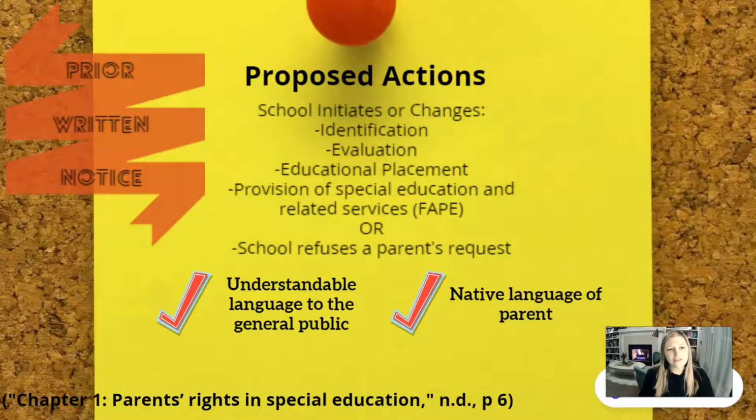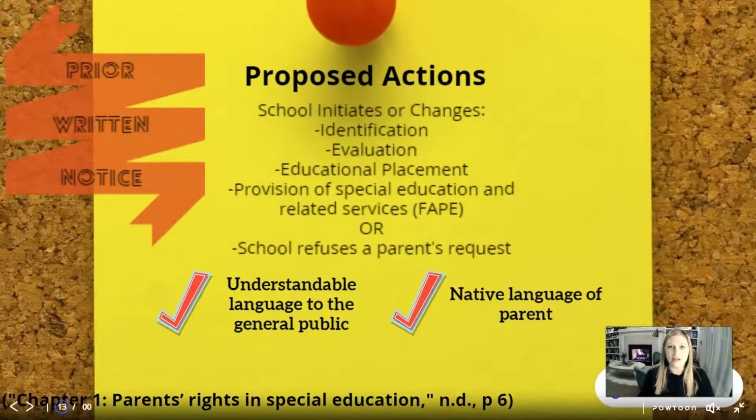One of the procedural safeguards is a prior written notice, otherwise called a PWN, and this is the proposed actions that the school is initiating or changing, and that includes identification, evaluation, educational placement, provision of special education and related services, or FAPE, or if the school refuses a parent's request. Again, they have to make sure that the language in the prior written notice is understandable to the general public, so anyone who can read it and understand it, and also provided in the native language of the parent.